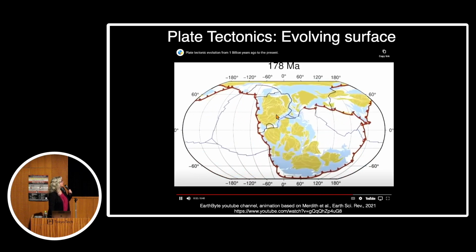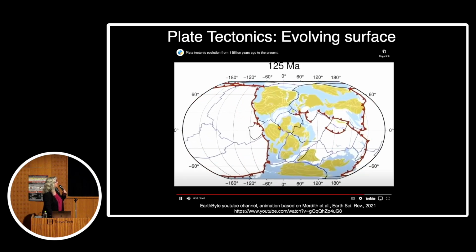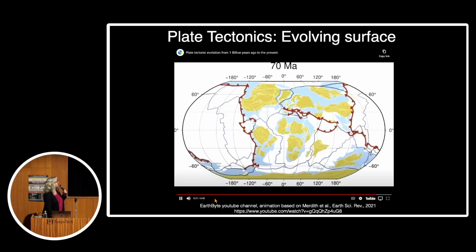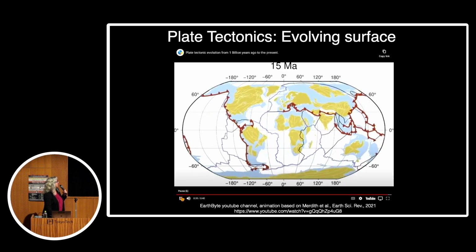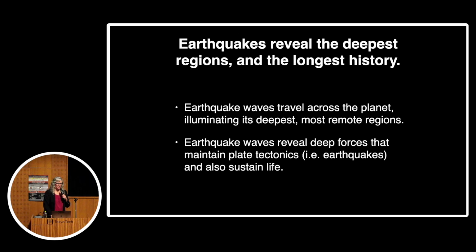So now the Earth is shaping, we're forming Pangea, and now we have the splitting of the mid-Atlantic ridge. So this is what the Earth looks like today. And when viewed at these very long time scales, you can see how active and how dynamic our planet is and how it's changing over time.